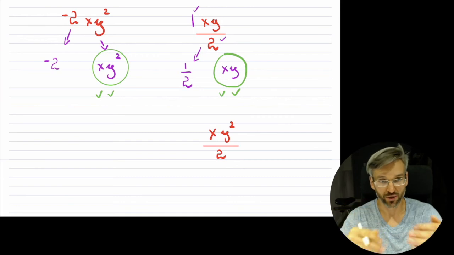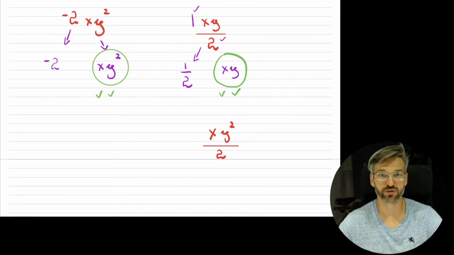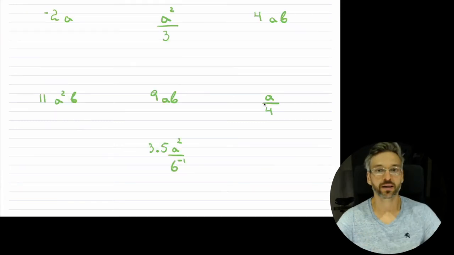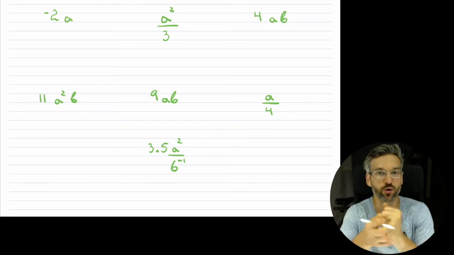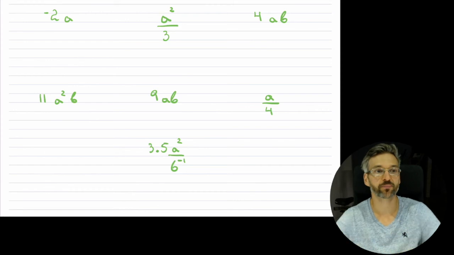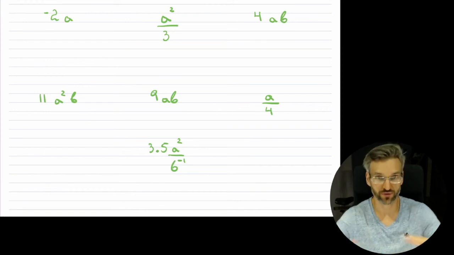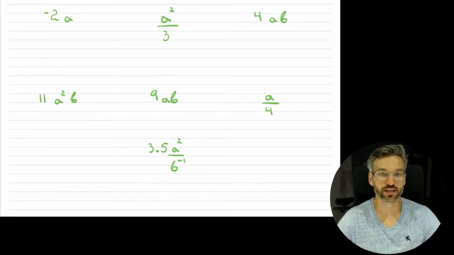Okay, so let's take a look at a few more examples to understand what these like terms are and what makes them the same. Now on the screen, we have several terms. There are actually 7 of them. Before we start trying to see which terms are alike, let's identify all the coefficients, and then let's identify all the bodies of the terms to compare.